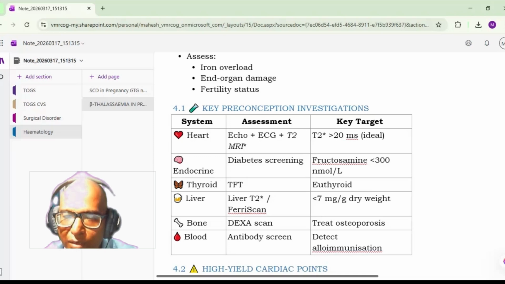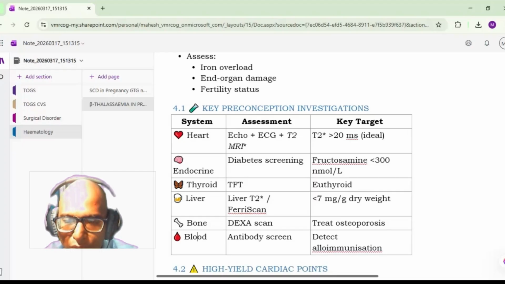Then endocrinopathy, we need to screen for diabetes. These patients are to be screened for diabetes. Here HbA1c is not useful. This is important from SBA point of view. What is used for screening for diabetes is fructosamine, and the level of fructosamine should be less than 300 nanomole per liter. Remember, in thalassemia, screening for diabetes is done with serum fructosamine, and the level should be less than 300 nanomole per liter.